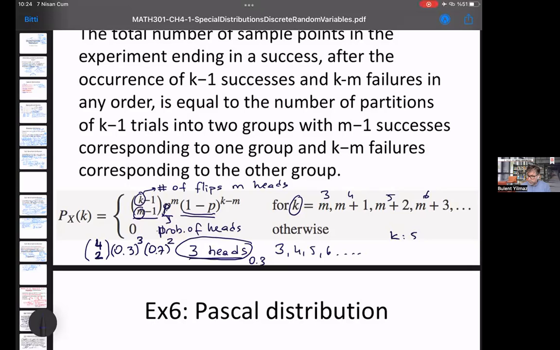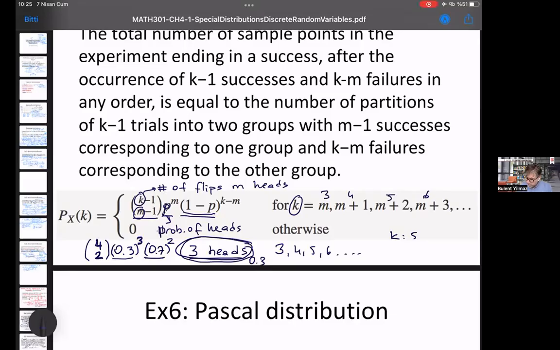So this is the probability of heads, this is the probability of tails, and in the final situation, because I'm after 3 heads, it will be 0.3 to the power 3. That's the probability of obtaining 3 heads, and the probability of obtaining 2 tails, because out of 5 flips I'm going to get 2 tails and 3 heads.